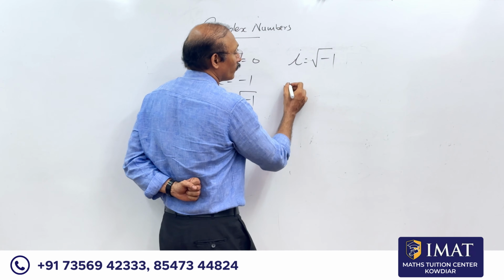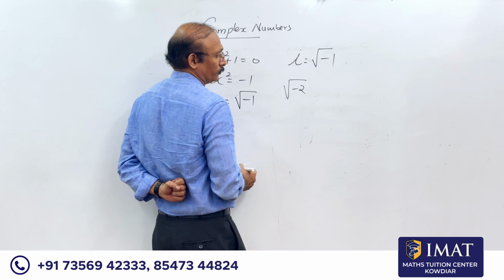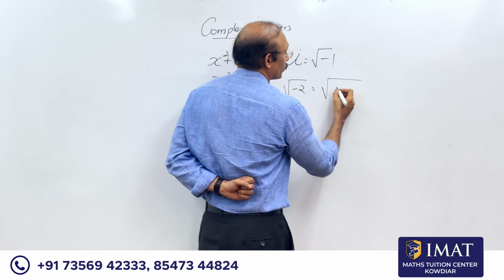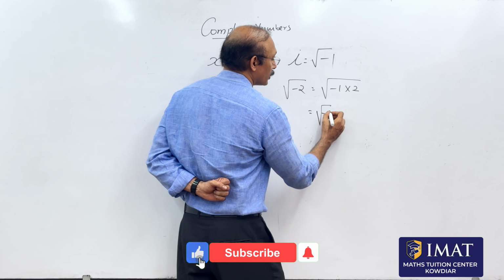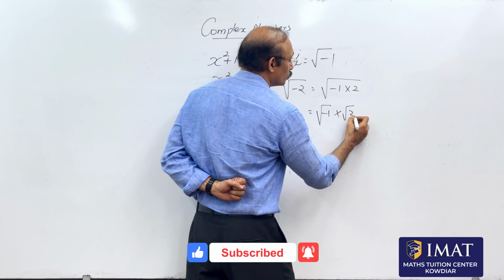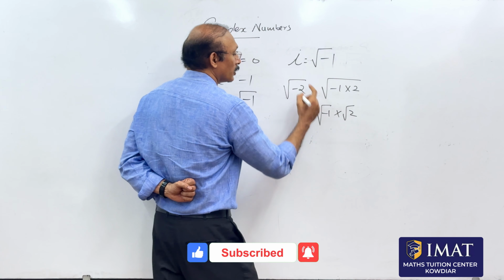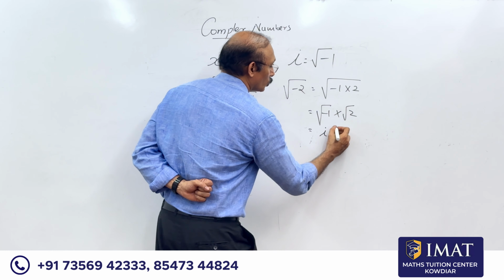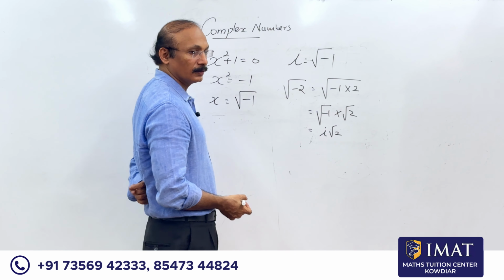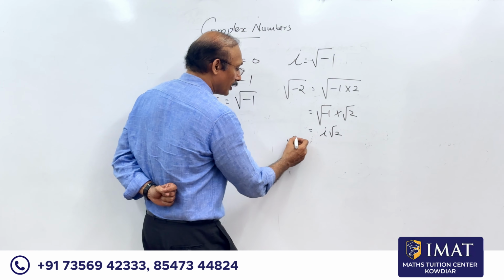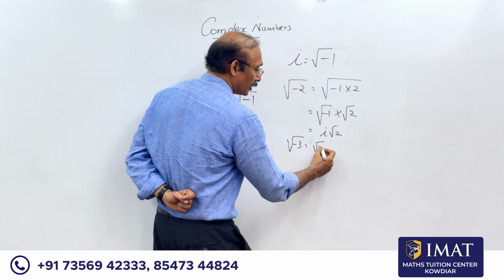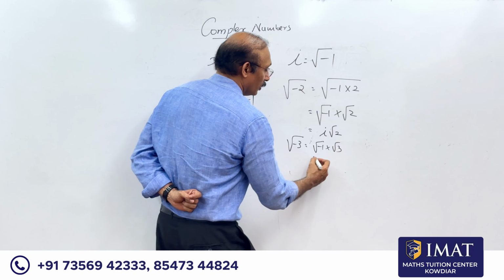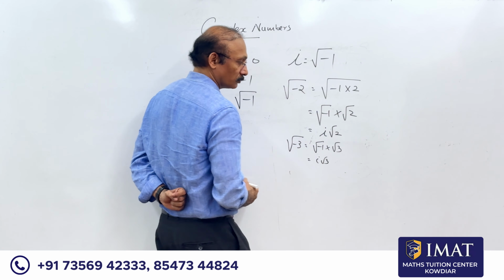So, square root of minus 2 can be written as square root of minus 1 into 2, which is equal to square root of minus 1 into square root of 2. But what is square root of minus 1? It is I, so it can be written as I root 2. Or you say root 2 I. So what will be square root of minus 3? In the same manner, square root of minus 3 will be square root of minus 1 into square root of 3, which is equal to I root 3.